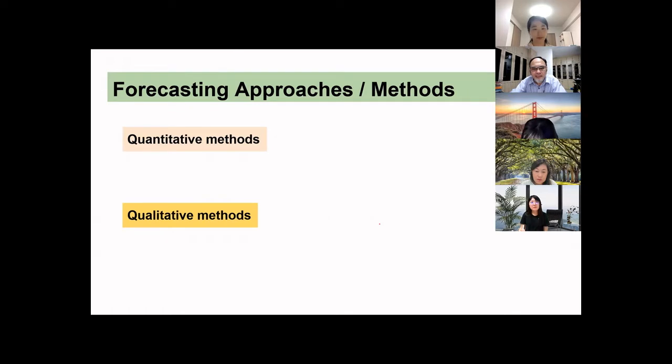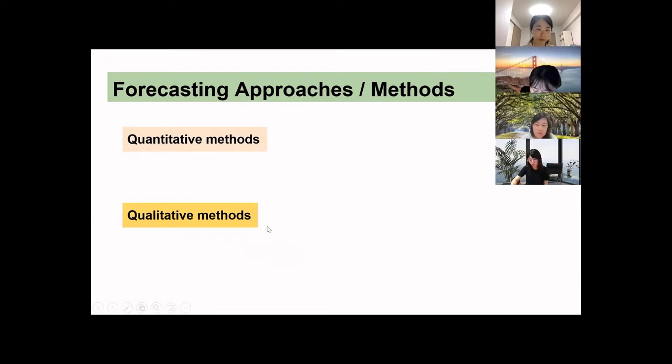Okay. Now, then we go to the methods, because I need to spend a lot of time on this. Now, there are two methods. Immediately, I've shown you the quantitative and qualitative. So what does quantitative mean? When we say quantitative methods, what does the method entail or consist of? Sarah, what do you think?